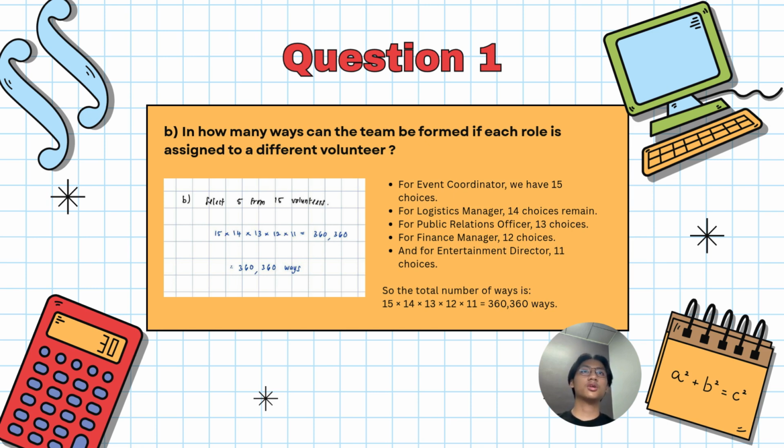So the total number of ways is 15 times 14 times 13 times 12 times 11, which equals 360,360 possible ways to form a team.